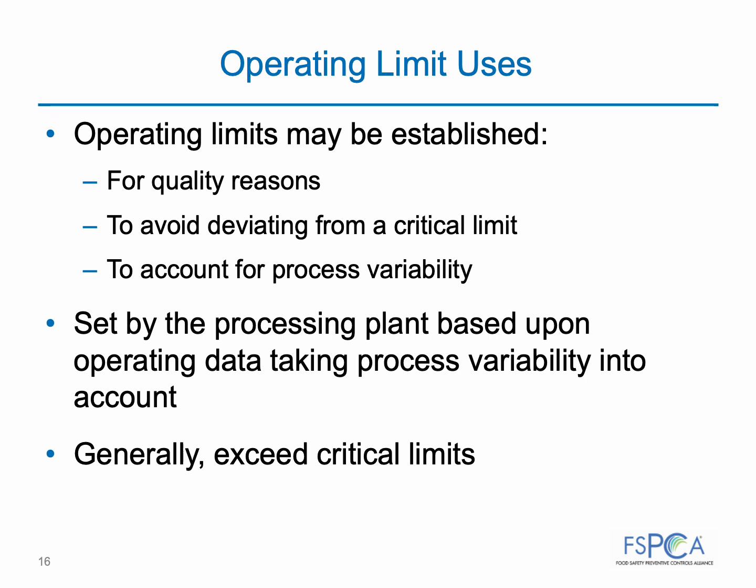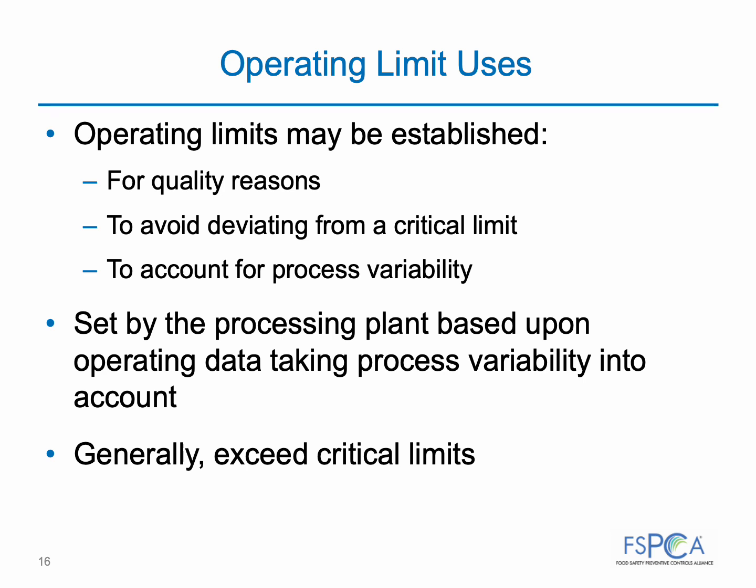Operating limits may be selected for various reasons. For quality reasons. For example, product may be heated to higher temperatures above the critical limit, set to eliminate pathogens, in order to eliminate spoilage organisms with higher heat resistance. To avoid deviating from a critical limit. For example, a product that must be acidified to pH 4.6 for safety may have a more stringent operating limit of 4.4 to reduce the likelihood of exceeding the critical limit.